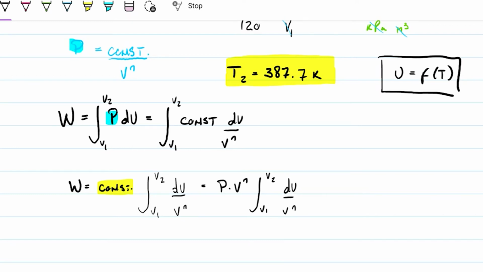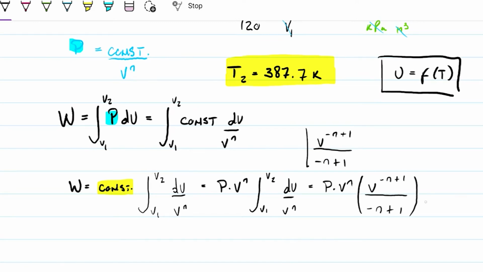Okay, now we're good to go. So there won't be any natural log whatsoever in this case. We're going to have V to the minus N, and I'm going to sum one up here, and divide the whole thing by this, and that's going to be my integration. So this is equal to P V to the N times V to the minus N plus 1 divided by minus N plus 1 as we go from V1 to V2. Okay, beautiful.